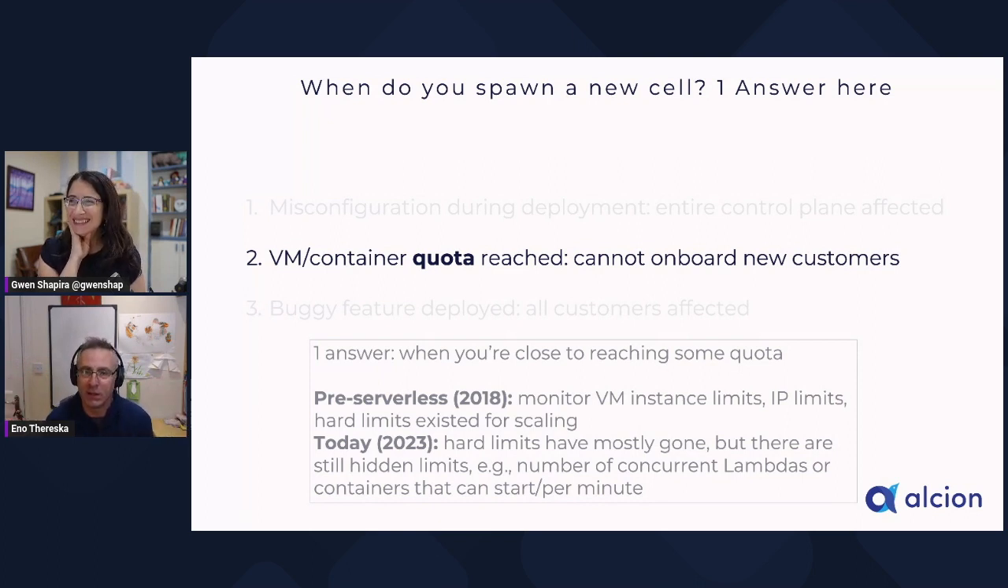Today there are still limits in some of the services, no matter what provider you use. So these hard limits have mostly gone. You can always ask for a quota increase, okay? But there are still some hidden limits and you need to look at it carefully. For example, how many concurrent lambdas can you start? It cannot be infinite. How many containers can you actually start per minute? In many services you can have an unbounded number of containers nowadays, but the number you can start per minute still has hard bounds.